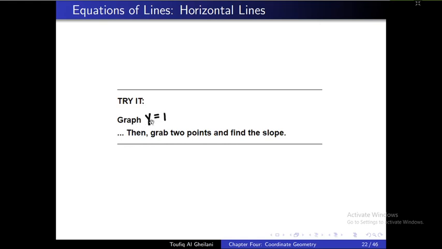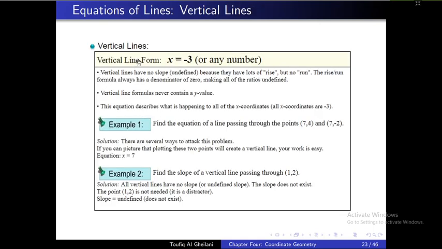Try it. Graph y equal 1. Vertical lines. Vertical lines form x equal minus 3, or any number. Vertical lines have no slope, it is undefined, because they have lots of rise but no run. The rise over run formula always has a denominator of 0, making all of the ratios undefined. The vertical line formula never contains a y value.